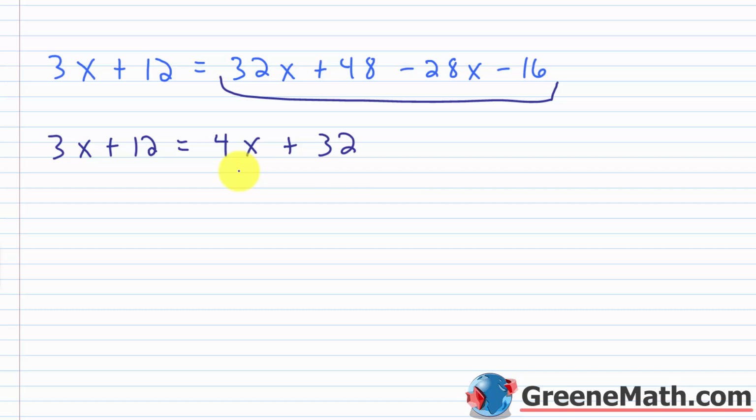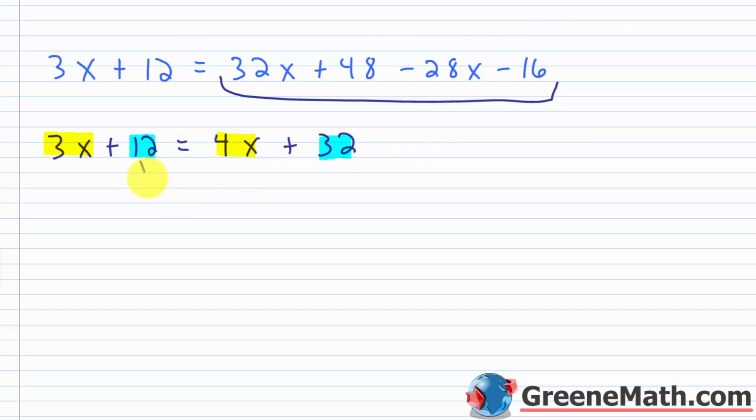So my second step is to move all variable terms to one side and all constants to the other. A variable term is a term with a variable. So 4x is a variable term, and so is 3x. And then constants are just numbers. So we would say 12 is a constant, and so is 32.